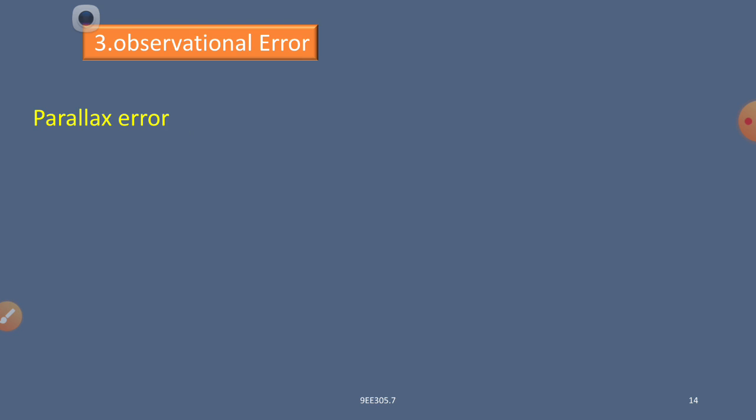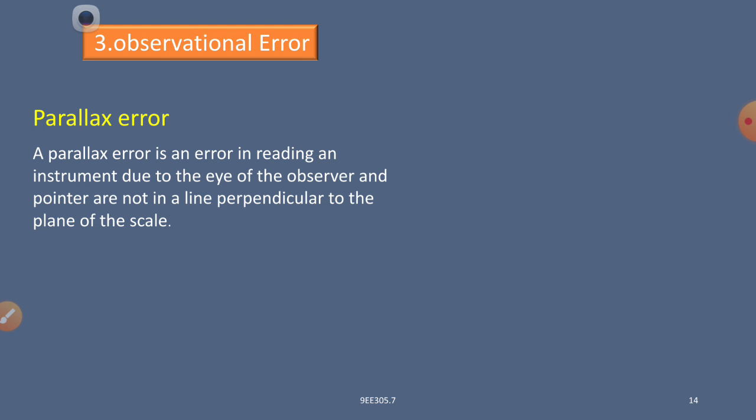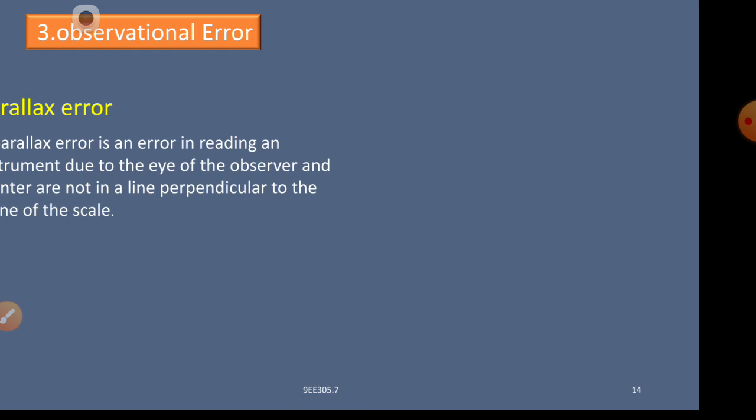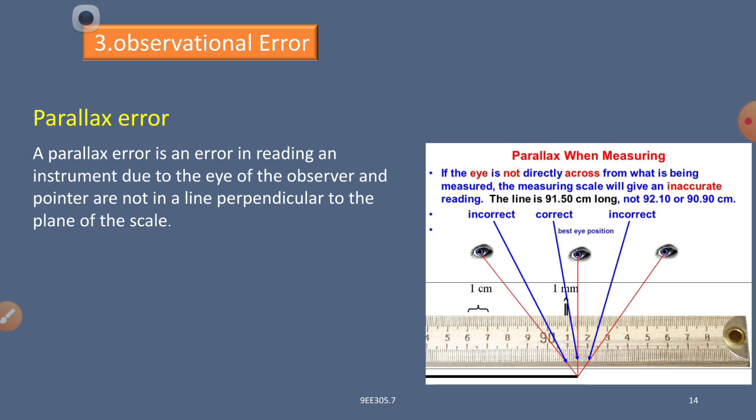Now, parallax error. A parallax error is an error in reading an instrument due to the eye of the observer and pointer not being in a line perpendicular to the plane of the scale. So this is a definition you already learned at school level. What do you mean by this? This is a scale. So here we used this one. There are three possibilities you can see in the figure.